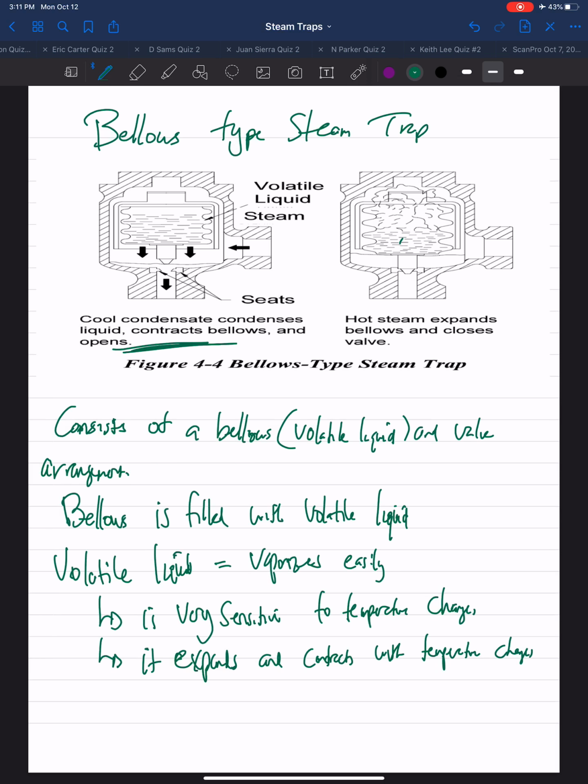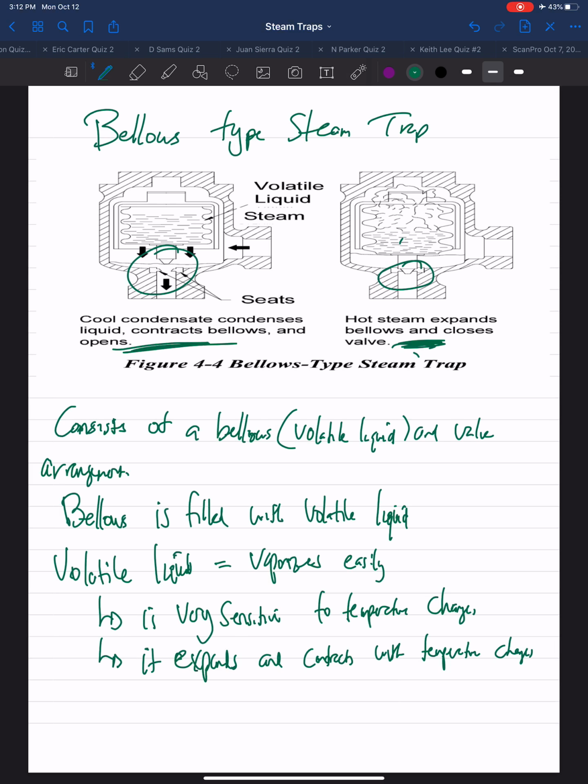So in this image on the left side, this is where it's cooled, which causes the volatile liquid to contract. On the right side, it's hot, causing the volatile liquid to expand. As you can see here, close, open. So the cooler condensate causes the volatile liquid to contract. Valve is open. Hotter steam causes the bellows to expand. Valve is closed. So this is how the volatile liquid controls the valve.